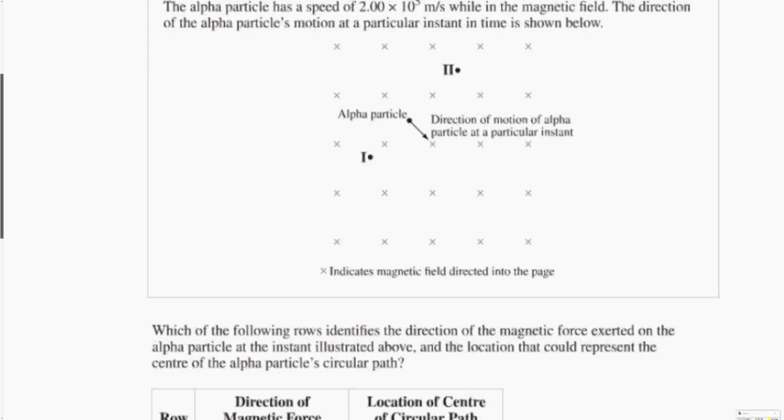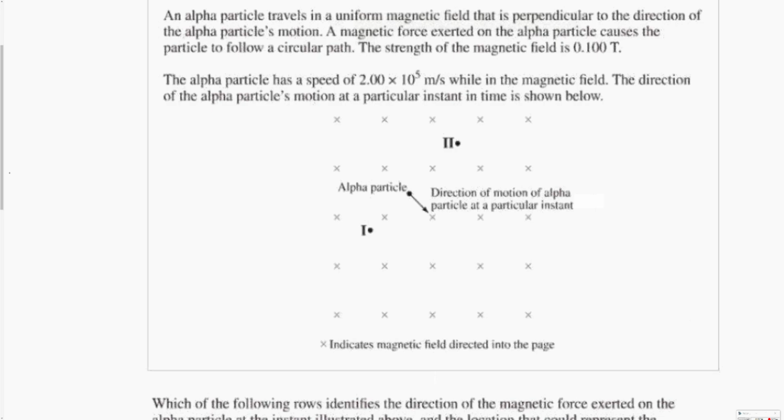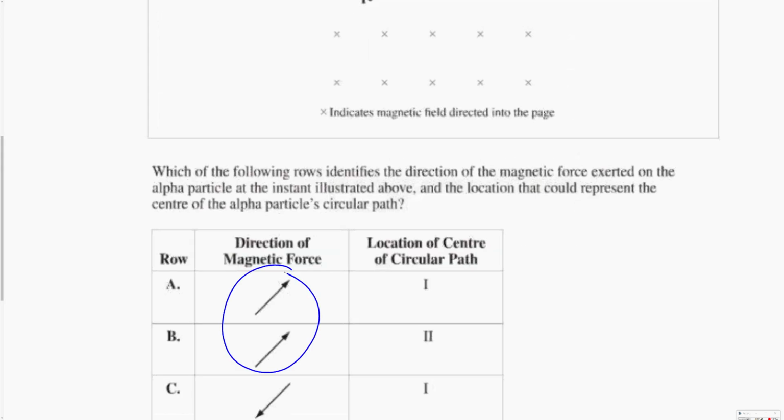Still that same information. We want to find the direction of the magnetic force. This is an alpha particle going down this way, fingers into the page, so thumb, fingers, palm points this way. The magnetic force would be this way. And the location of the center of the circle would be, well, the magnetic force is the centripetal force, so the center of the circle would be in the same direction as the magnetic force. So the answer would be B for that one.